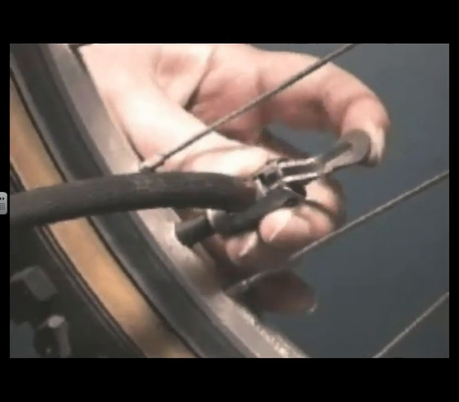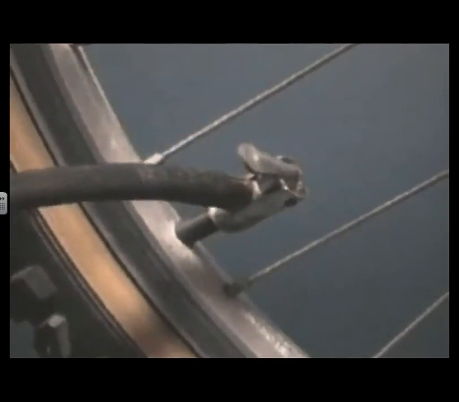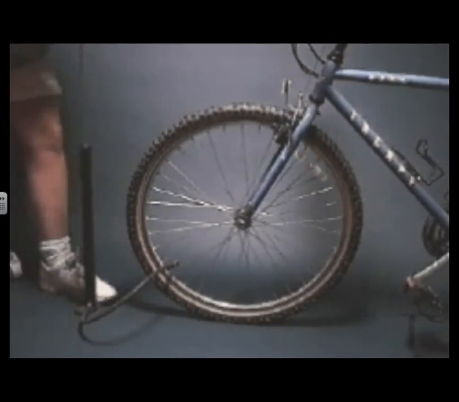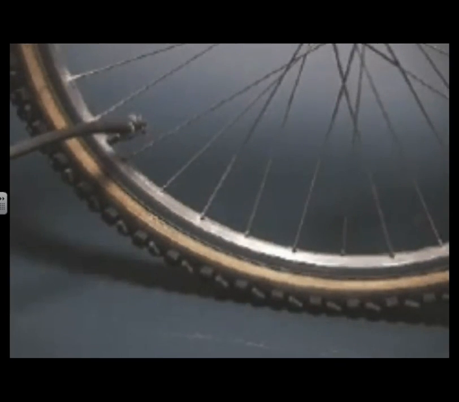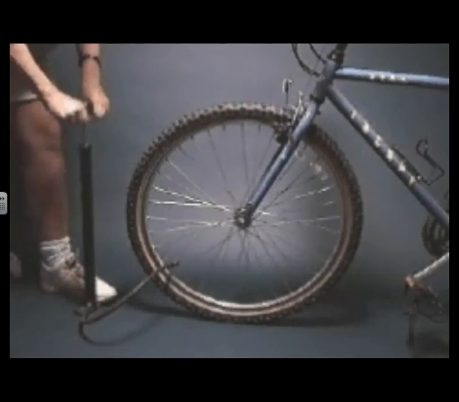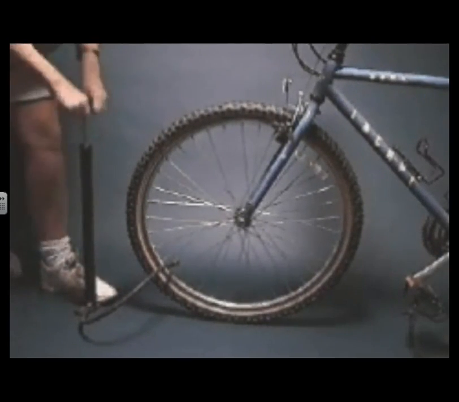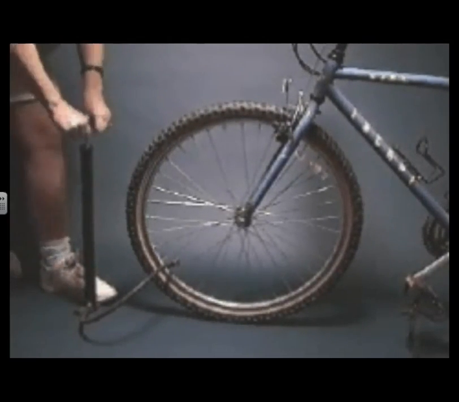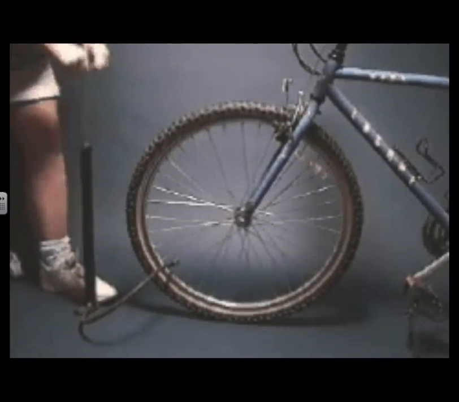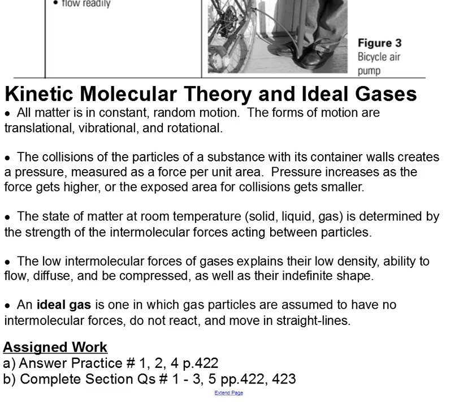A bicycle pump forces air into the confined space of the tire. As more air is added to the tire, the pressure increases. The tire's volume increases slightly, and the air becomes warmer. These observations are predictable properties of gases, and, as we explore in this chapter, they are described by the gas laws.